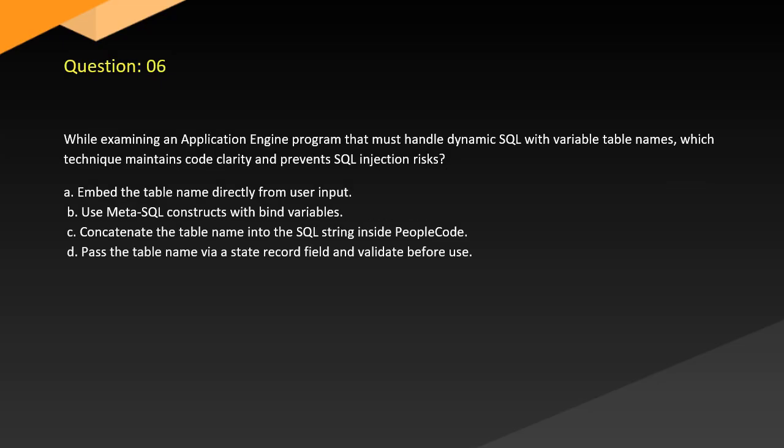Question 6. While examining an Application Engine program that must handle dynamic SQL with variable table names, which technique maintains code clarity and prevents SQL injection risks? A. Embed the table name directly from user input. B. Use meta-SQL constructs with bind variables. C. Concatenate the table name into the SQL string inside PeopleCode. D. Pass the table name via a state record field and validate before use.